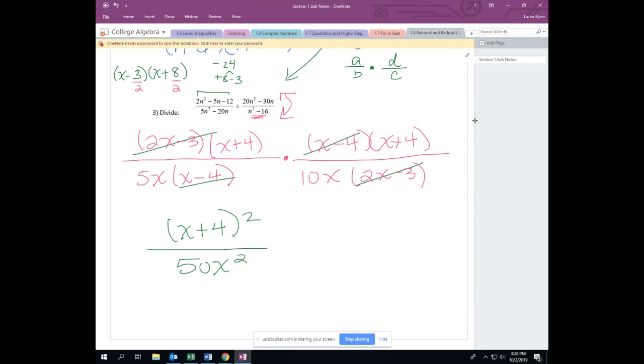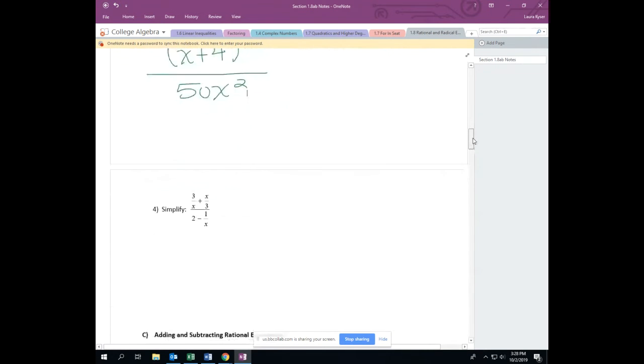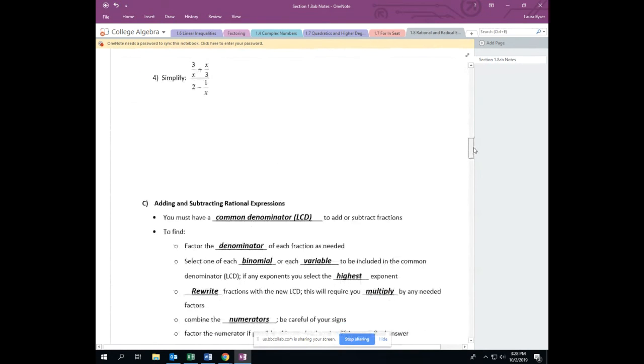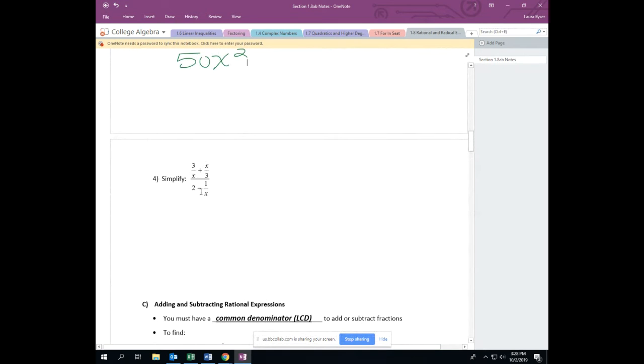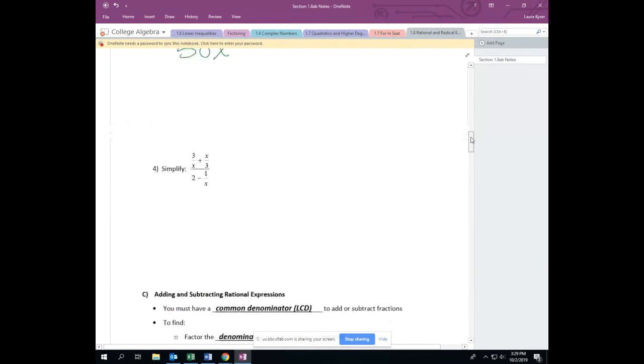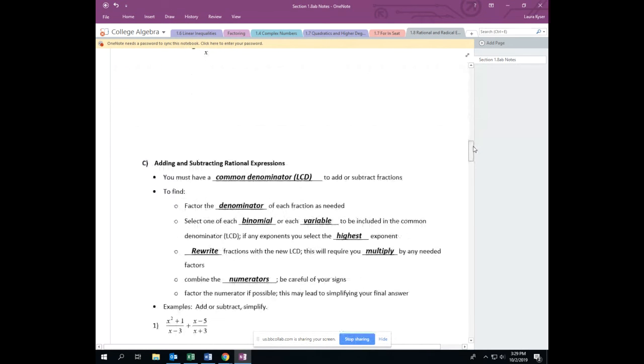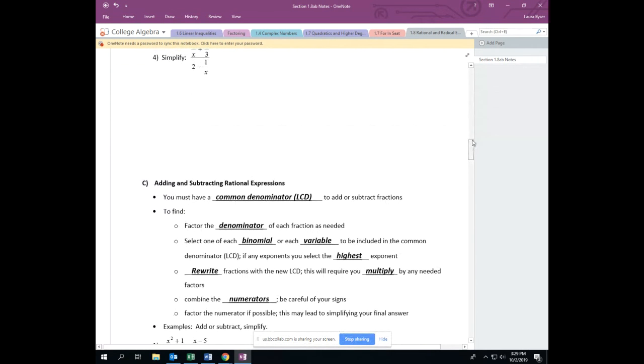Now, adding and subtracting. Oh, I forgot this guy right here. Geez, sorry. Well, you know what? There's adding and subtracting in here, so I'm going to come back to this because I want to talk about how to deal with algebraic fractions anyway. And so let's talk about the adding and subtracting real quick first.